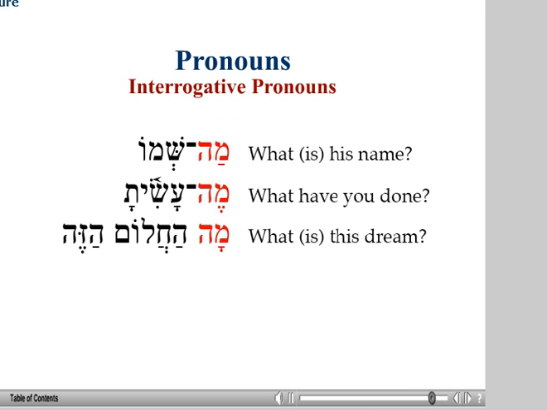The following examples in handout 8I illustrate how these interrogative pronouns are used. Look at the first example. Mah shemo. The interrogative pronoun is highlighted in red, as it will be in all of these examples. This construction translates, what is his name? Shemo is the noun for name with a third masculine singular pronominal suffix. What is his name? Note that we have supplied a present tense of the verb to be.